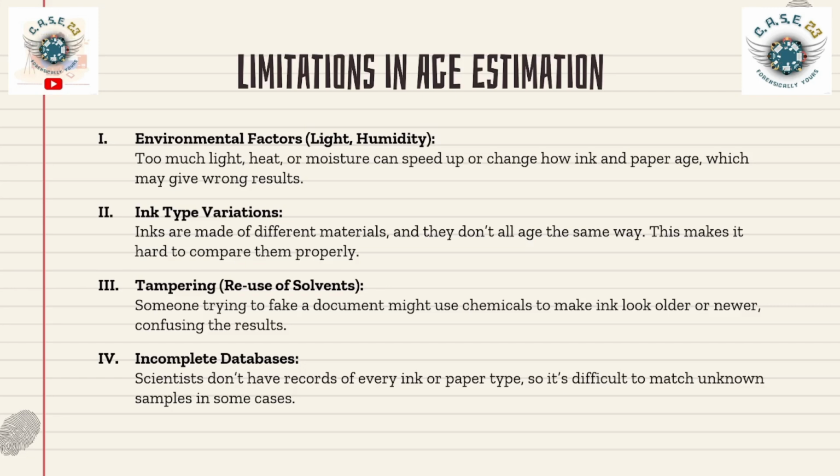And the last type is incomplete databases. Forensic labs don't always have a record of every single type of ink or paper out there. So if a rare or unusual sample is used, it can be hard to match it with known data, and that can limit how confidently we can date the document.